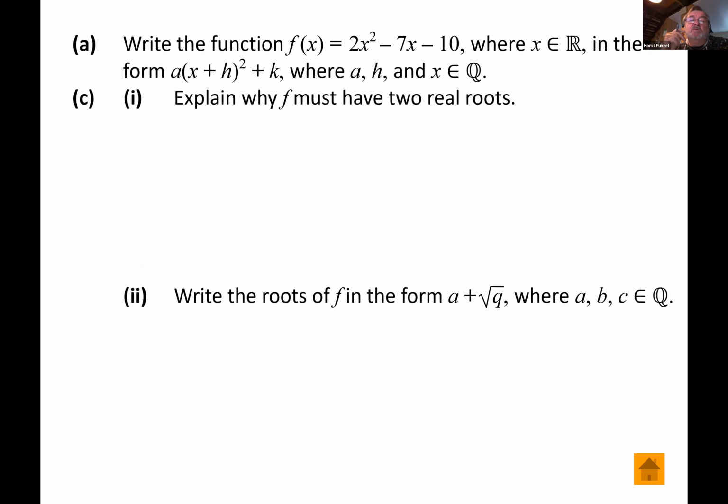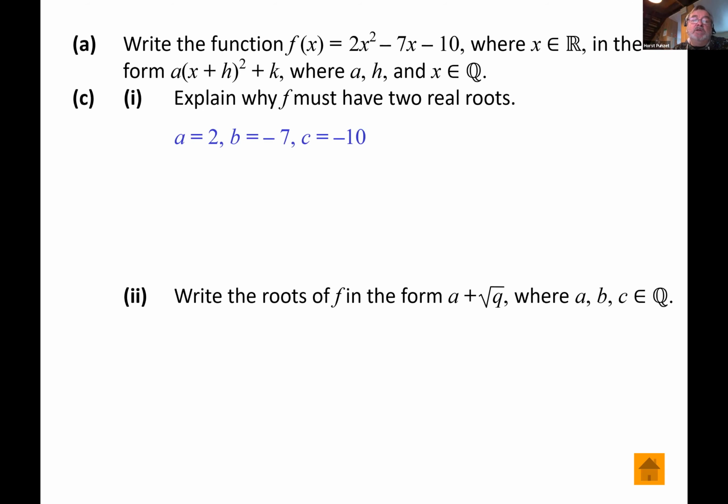Then we'll have a look at this. There's our function. We can write it in the form of completing the square. Explain why the function must have two real roots. How do we do that? We know that the a value is 2, the b value is -7, and the c value is -10.